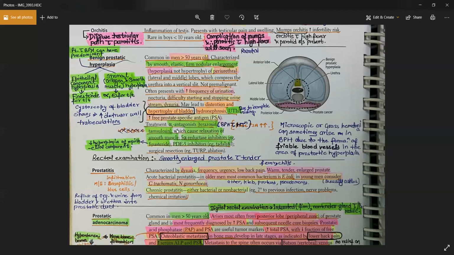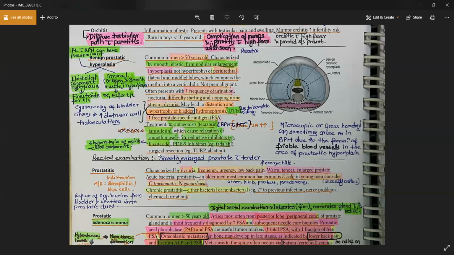Treatment includes giving the patient alpha-1 antagonists. I told you they act on the stromal component. Tamsulosin, alfuzosin, prazosin, terazosin could be given. Second are the 5-alpha reductase inhibitors that act on the epithelial component, preventing hyperplasia of the epithelial component. These are finasteride. PDE5 inhibitors could also be given, which cause vasodilation and smooth muscle relaxation, tadalafil for example. Surgical resection can also be done.